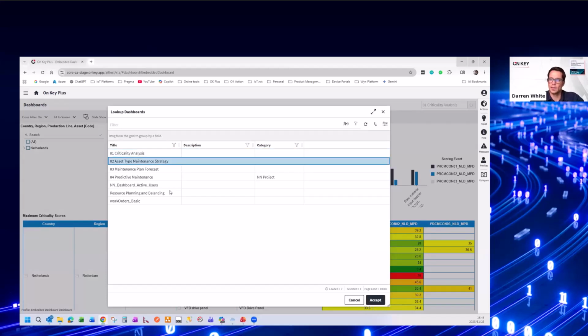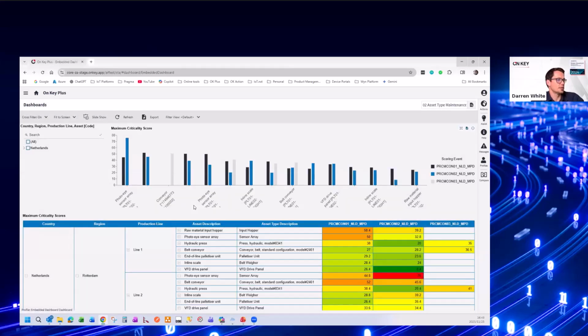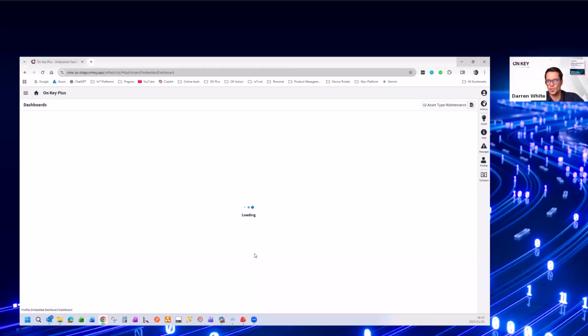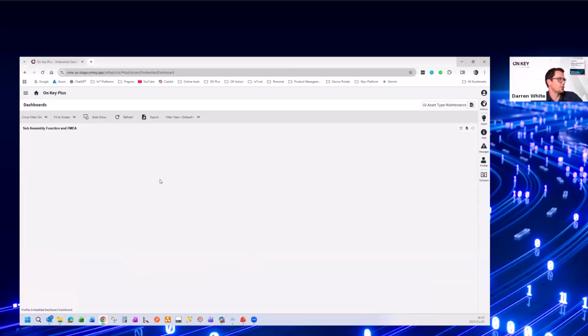And to expose the data that was captured in On Key visually inside the dashboard, there's a dashboard that was created just to show exactly that, to have a nice pivot table of your failures for your assets.